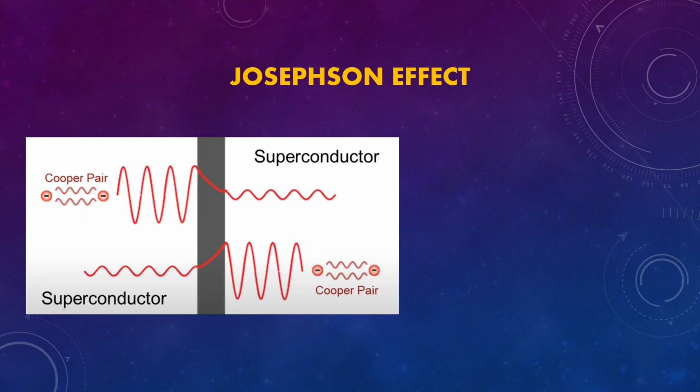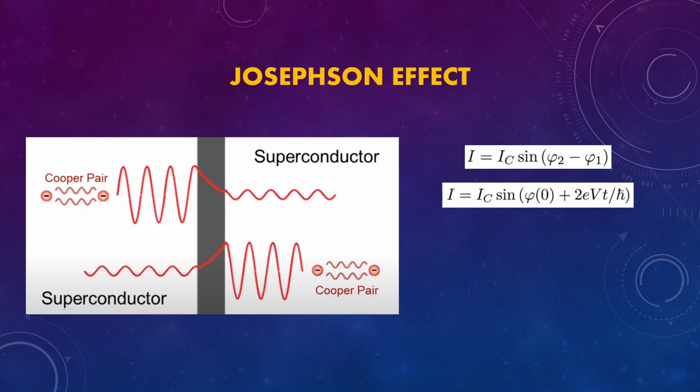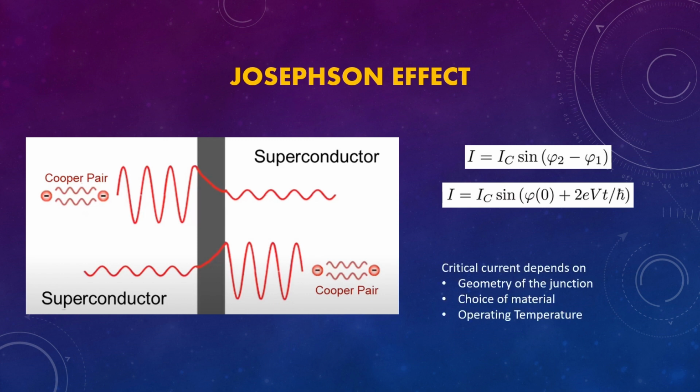The current due to this tunneling is proportional to the phase difference between the Cooper pairs on either side of the junction. This no voltage current relationship is called the DC-Josephson relation. In case of a biasing voltage, the current picks up a time dependence like this and oscillates and is thus called AC-Josephson effect. There is a critical current that this device is able to hold and it depends on the geometry of the junction, choice of material and operating temperature of device.